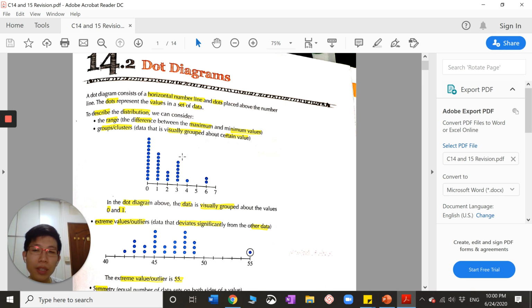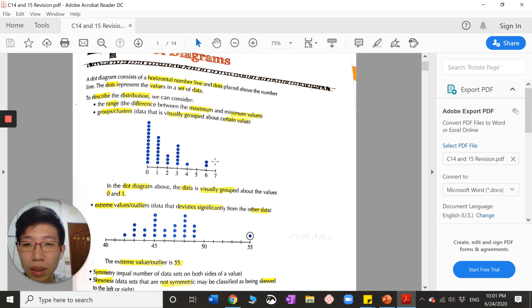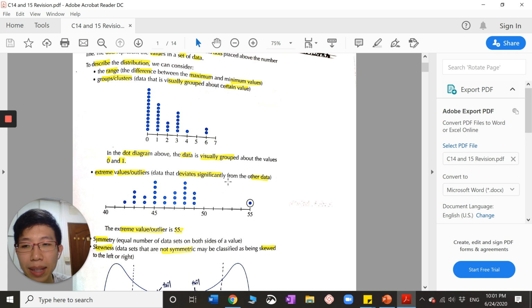Because if we just put the data by itself, like put all the numbers together, it'll be very hard to see or analyze. That's why we need to use diagrams like this to represent it. By looking at this data alone, we can also see what the extreme values are. For example, this 55 over here is completely different from the rest, while the rest is over in this region. So this is the meaning of extreme values.